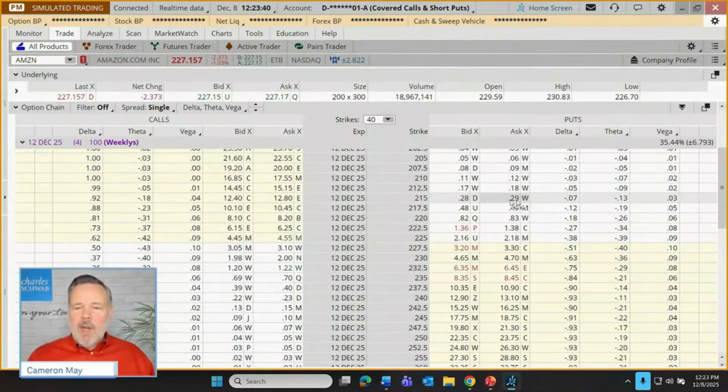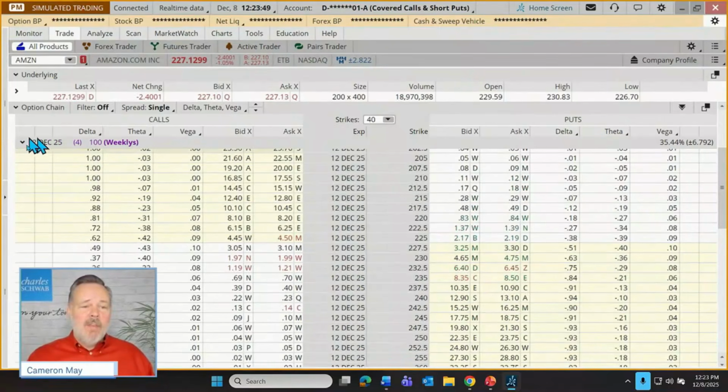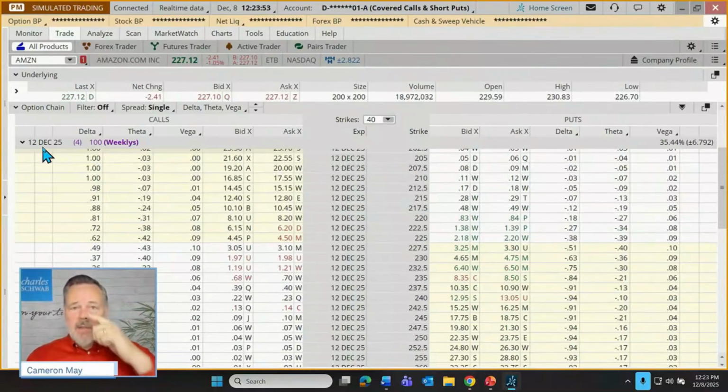Yeah, it looks like about 28 or 29 cents that someone might be willing to pay for the right to sell us shares at any time between now and the 12th of December. In other words, the end of the week. It's just not very likely that stock is going to go down that low.